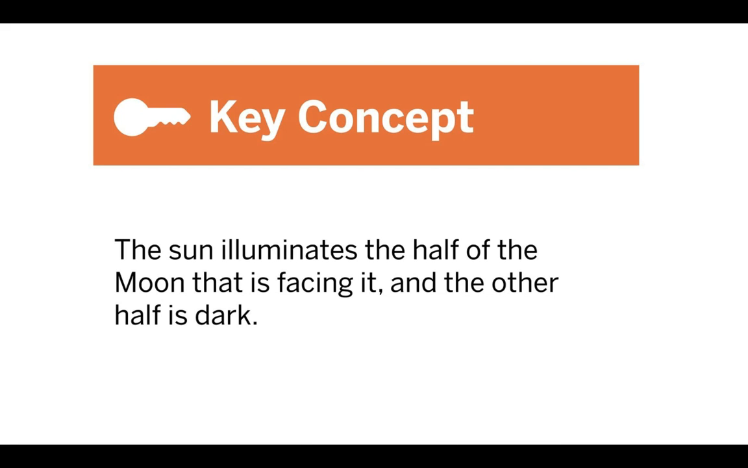Before we continue on with our lesson, I want to review the two key concepts that we have already learned. The first one is the sun illuminates the half of the moon that it is facing, and the other half is dark. Okay, illuminates is one of our vocabulary words from this chapter, which means lit up or to light up. So what it's saying is the sun lights up half of the moon that it's facing, and the other half of the moon that's not facing the sun is dark.